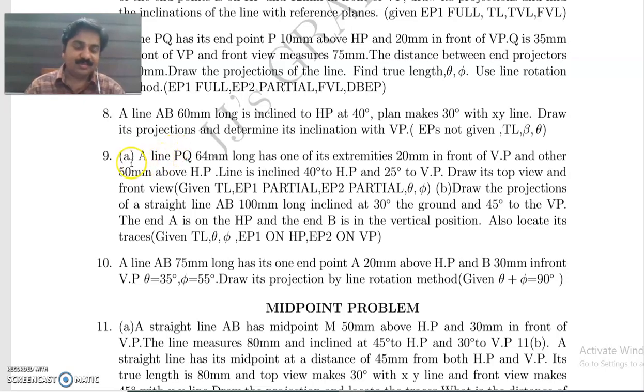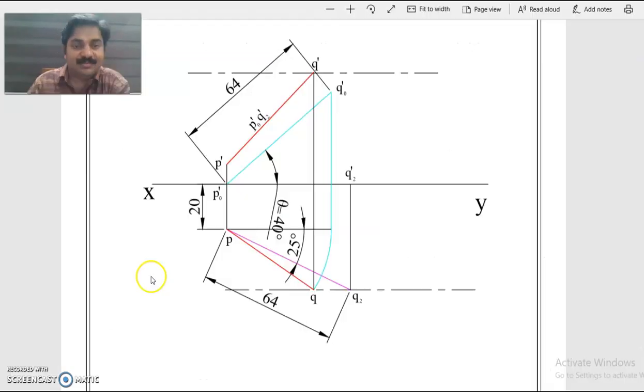Now let's move to question number 9. A line PQ 64 mm long has one of its extremities 20 mm in front of VP and the other 50 mm above HP. The line is inclined 40 degrees to HP and 25 degrees to VP. Draw its top view and front view. So this is the question. So we will do this problem.